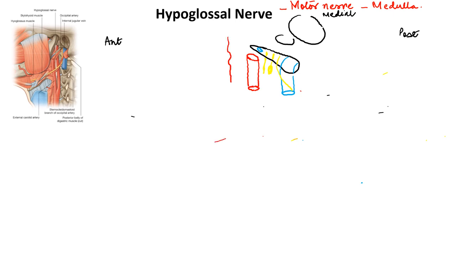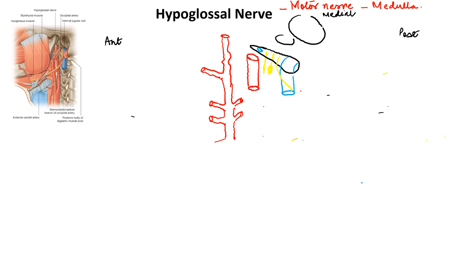And the branches of the external carotid, this is the superficial temporal, the maxillary, the facial, the lingual. On the opposite side, we have the posterior auricular as well as the occipital. The rest we are not drawing.